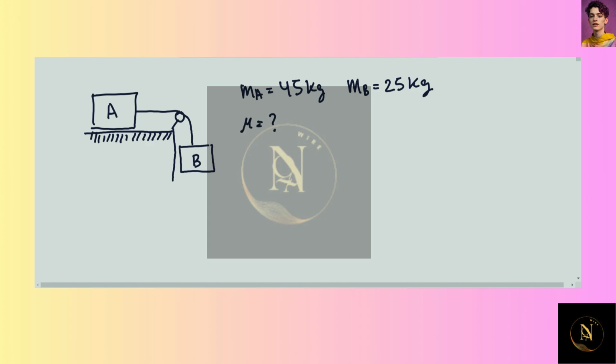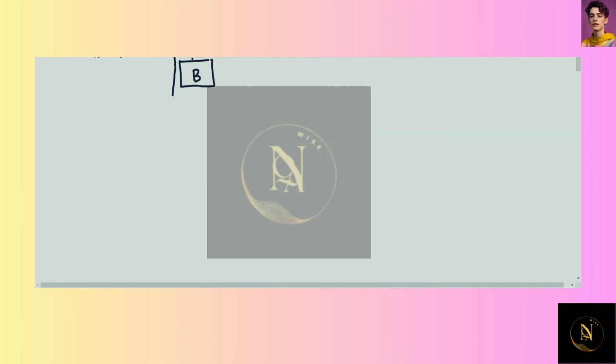Part A of this problem, we need to find the coefficient of friction such that the velocity of the system is constant. This means that the acceleration is equal to 0. Now, to find this quantity, we need to first draw all the forces acting on these two boxes or blocks.